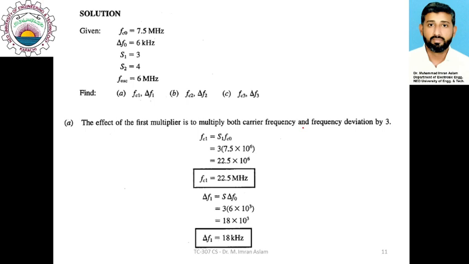The last topic which will be covered in lecture number 3 for this week is related to the transmitters and receiver circuitries that we use for FM and PM.